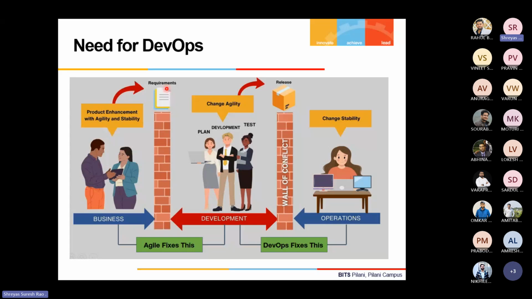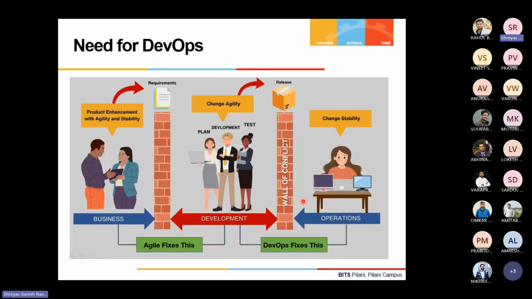Requirements, typically in Agile, you capture in every sprint. You have to have a deliverable, and requirements are captured in smaller formats so that you can see quick deliverables. So that way Agile fixed, or I can say improved, the communication and collaboration between the business and development team.